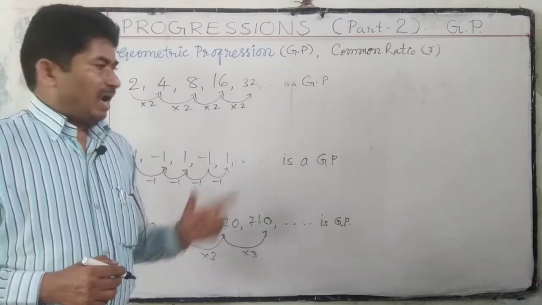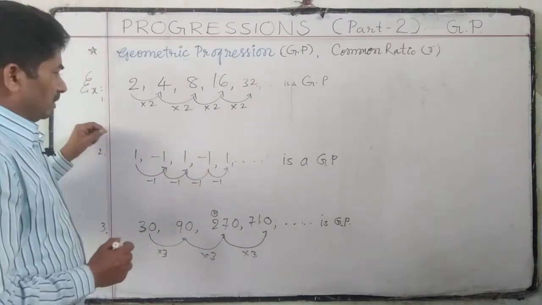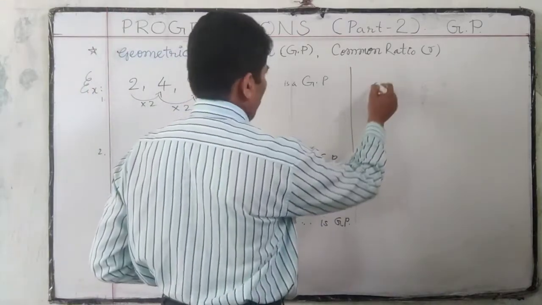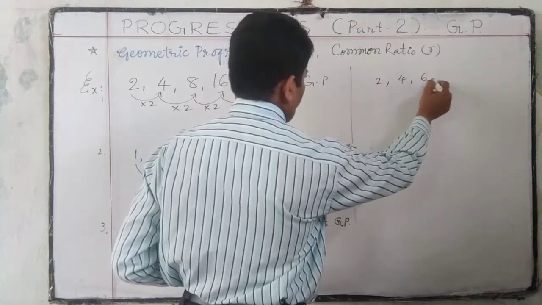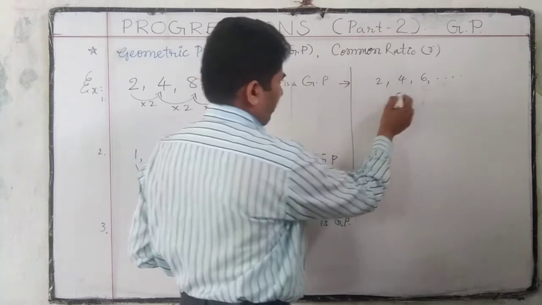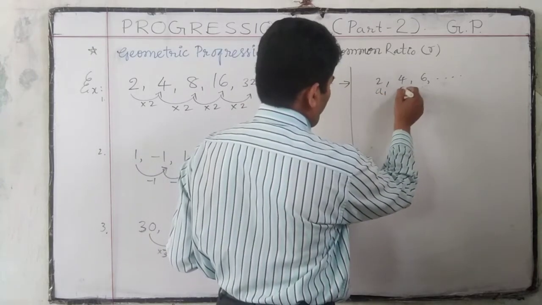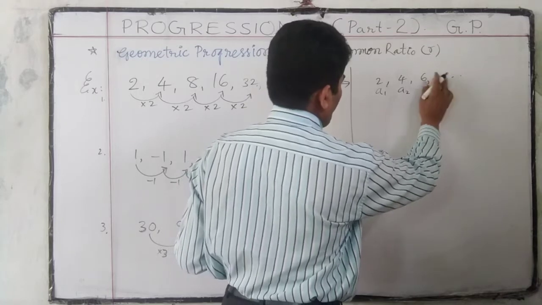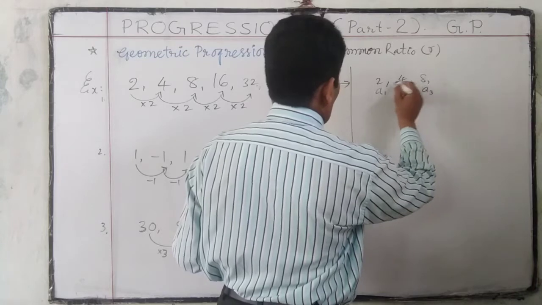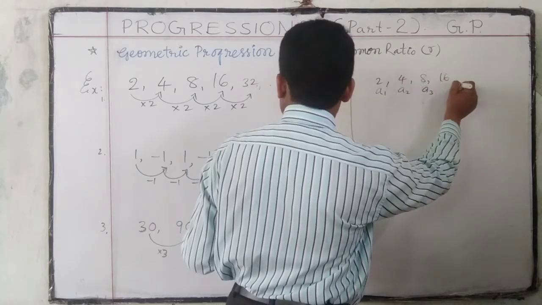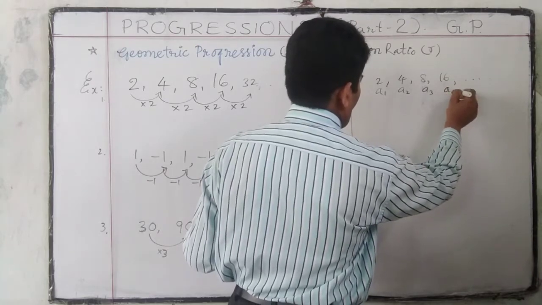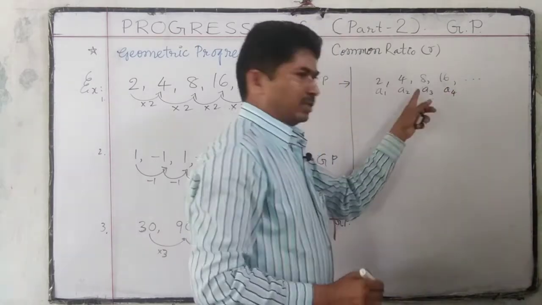How to get the common ratio? Observe clearly. 2, 4, 8, 16 and so on. This is the first term, second term, third term, fourth term. So this is a GP.